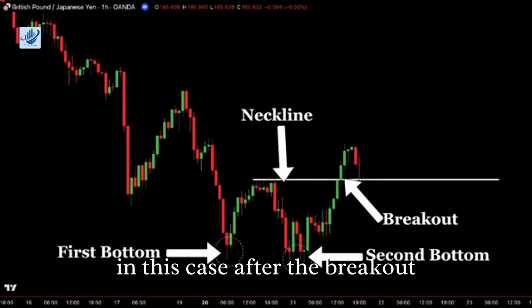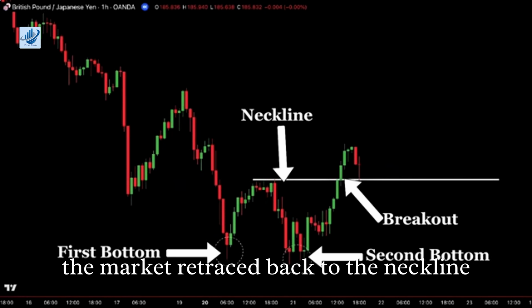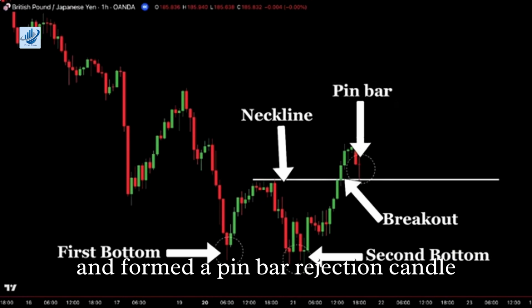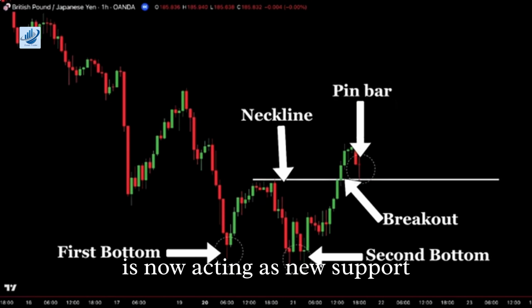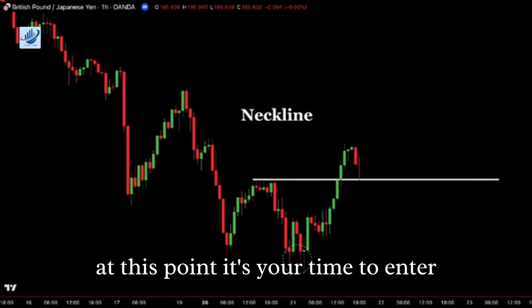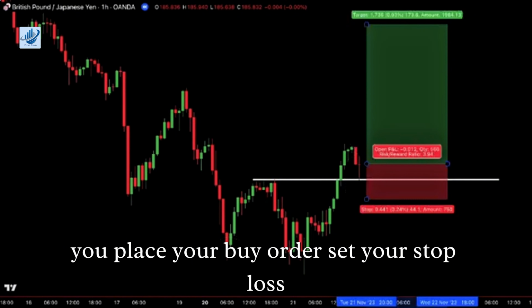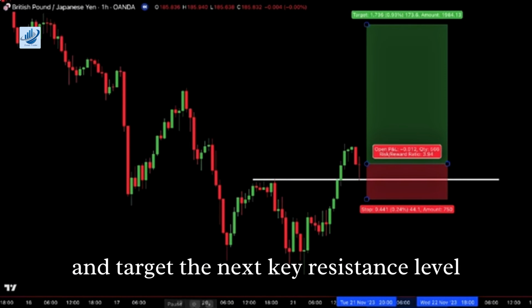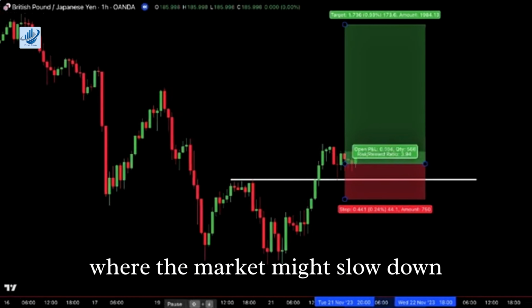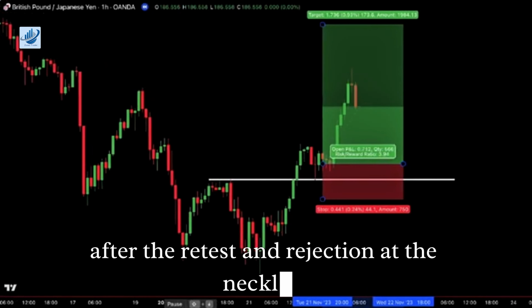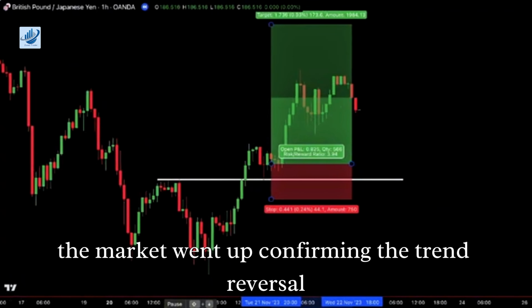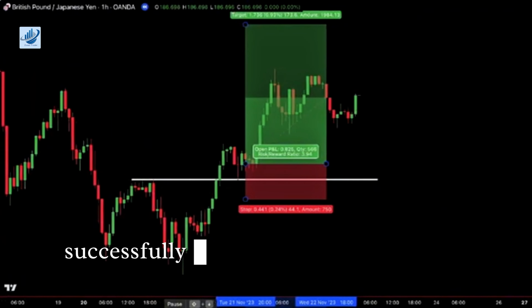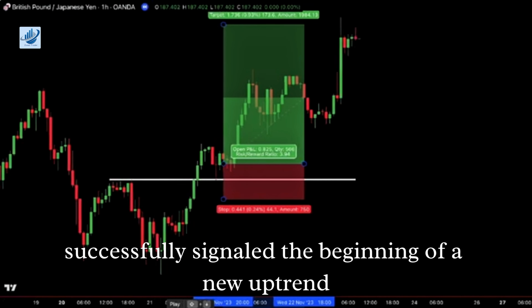In this case, after the breakout, the market retraced back to the neckline and formed a pin bar rejection candle, confirming that the previous resistance is now acting as new support. At this point, it's your time to enter. You place your buy order, set your stop loss, and target the next key resistance level where the market might slow down. As you can see, after the retest and rejection at the neckline, the market went up, confirming the trend reversal and showing that the double bottom pattern successfully signaled the beginning of a new uptrend.